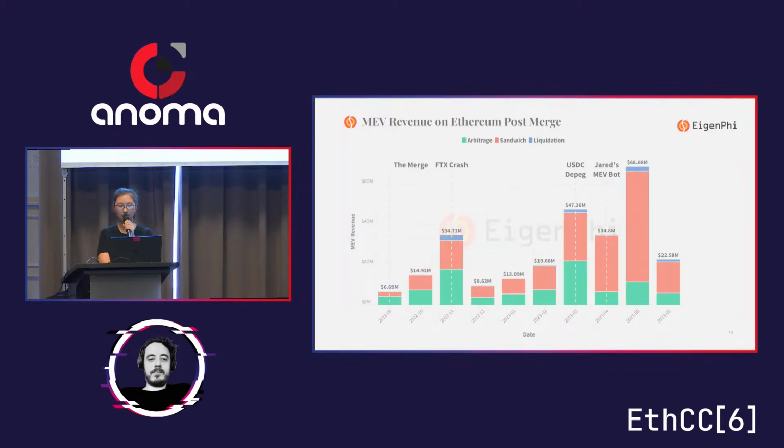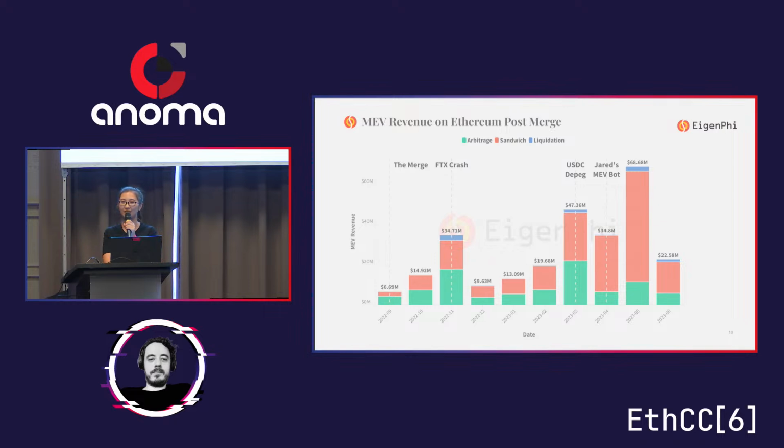Here is the monthly revenue that those MEV bots have generated since the merge. As you can see, during the FTX crash and USDC depegging, they were generating much more revenue than in other months. And also, Jared plays a crucial role, like in April and May, where the revenue is much more than in other months. So it's obvious from the data that those MEV searchers definitely drained a lot of money from the market.